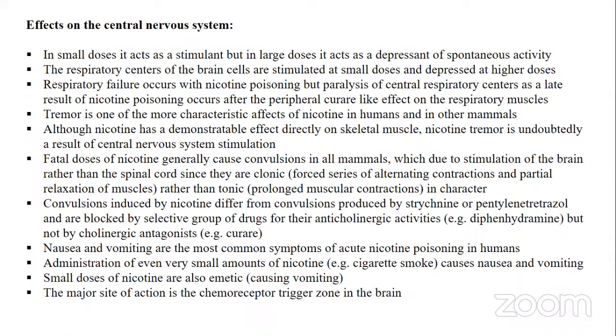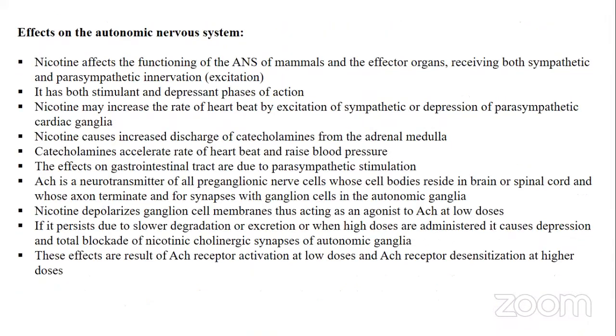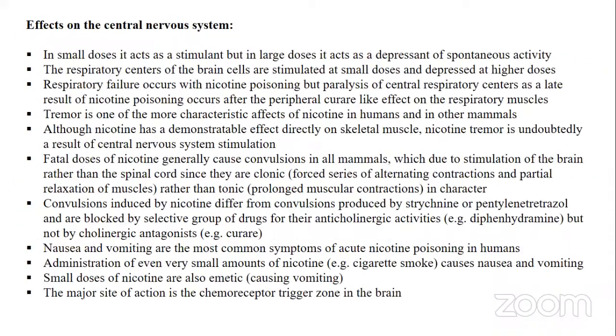And coming to the effects of the nicotine on the central nervous system. Till now, we have studied the mode of action and the effects of nicotine on the autonomic nervous system, and now we are going to talk about the effects on the central nervous system. Like how you have seen the effects of nicotine on the autonomic nervous system, likewise you could see the effect of nicotine on the central nervous system too. In small doses, it acts as a stimulant, but in large doses, it acts as a depressant. The respiratory centers of the brain cells are stimulated at small doses and depressed at higher doses.